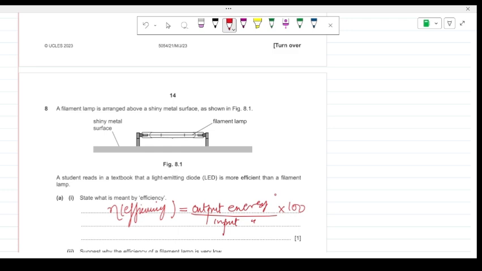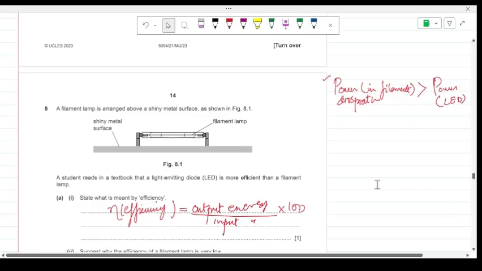So we know that the filament lamp has more power dissipation than the light emitting diode. So we can write that the power dissipation in the filament lamp is greater than in the light emitting diode, because its resistance is greater. So the power dissipation is greater in the filament lamp. So we can say that the efficiency of the light emitting diode is greater than that of the filament lamp. Now moving on.